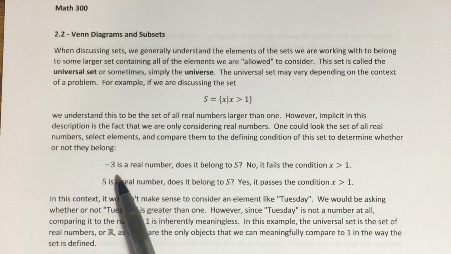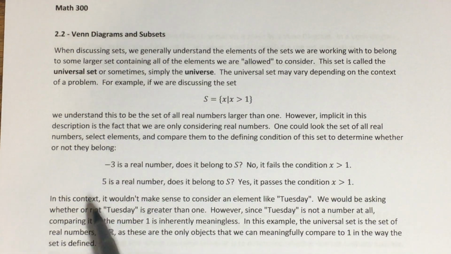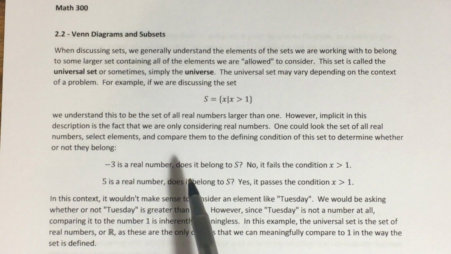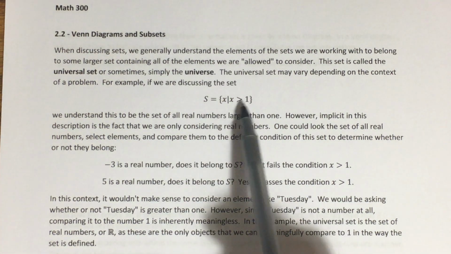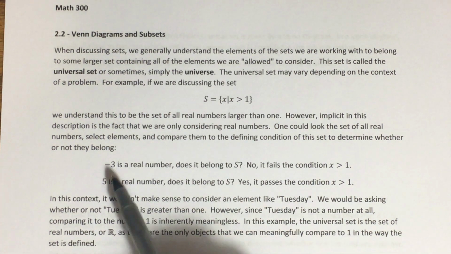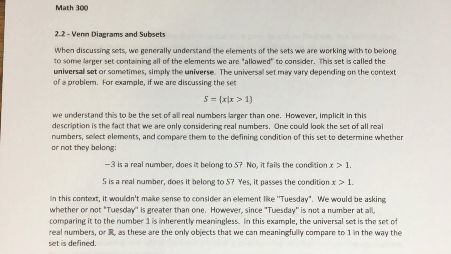So I would say that no, -3 being a real number does not belong to that set because it's not greater than 1. 5 is a real number. Does that number belong to S? Well, in this case, yes, it passes that condition. It's comparable to 1 because I can say that 5 is greater than 1, and that satisfies that condition, putting it in the set S.